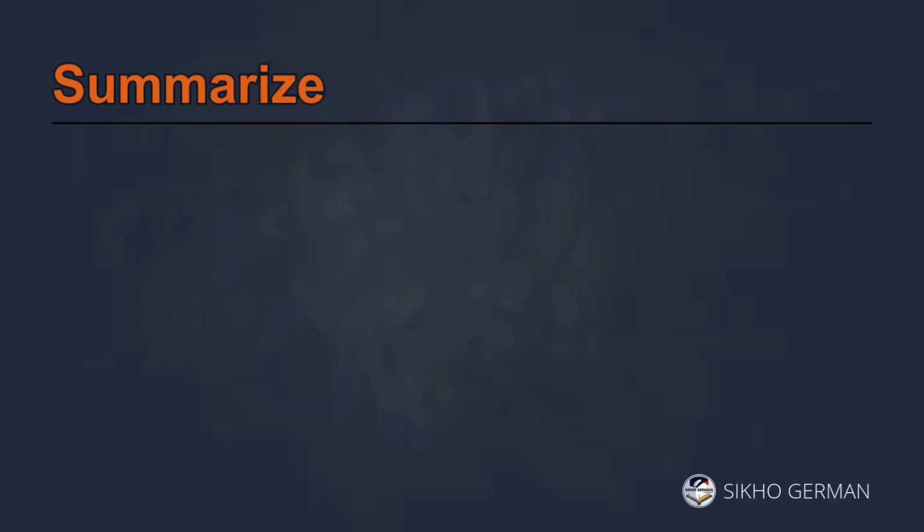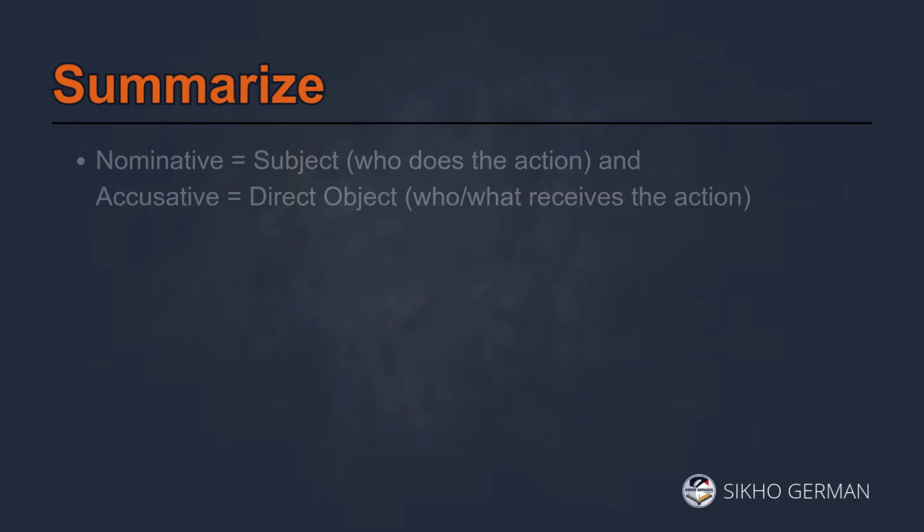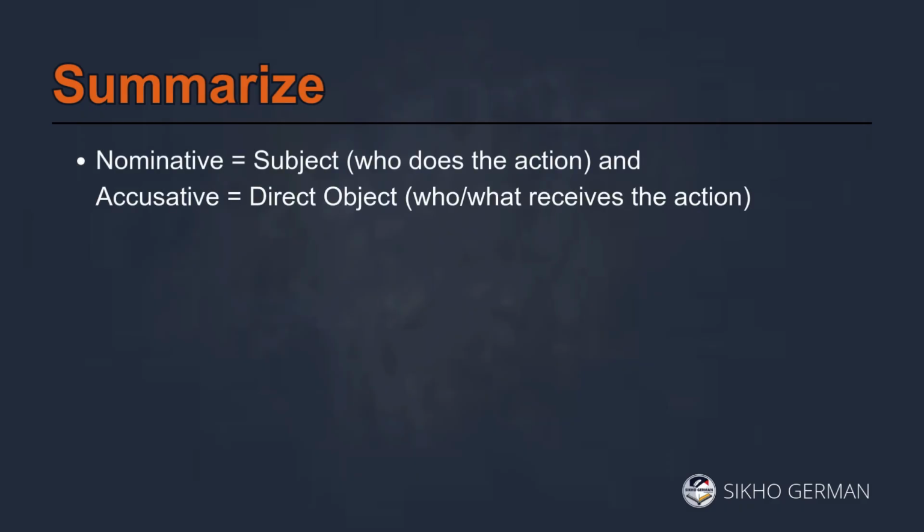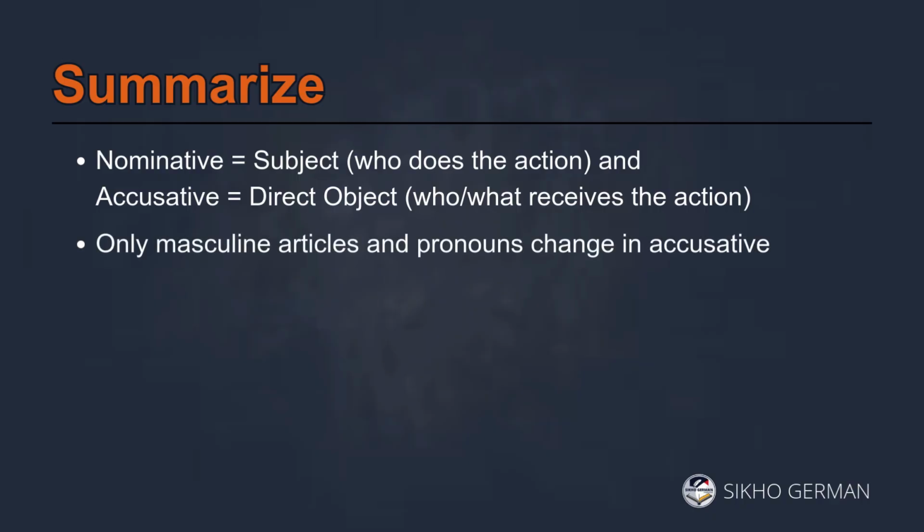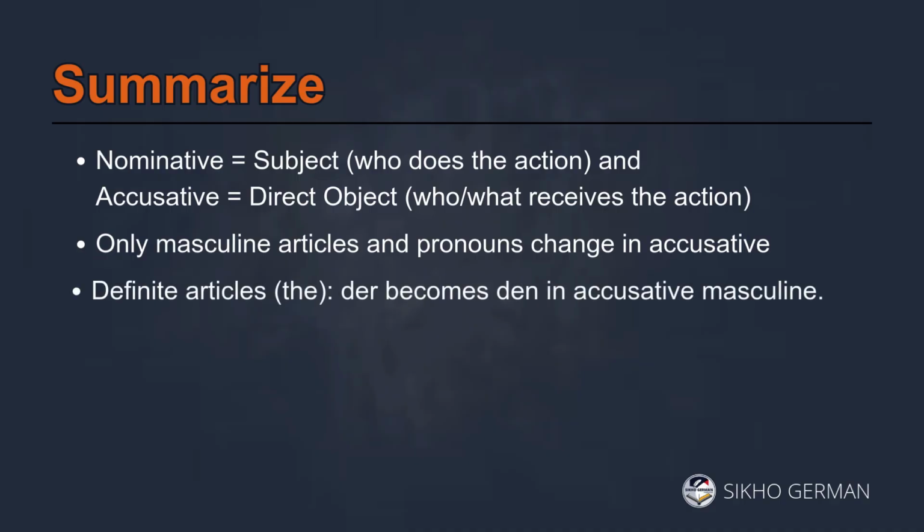Let me summarize the key points about the accusative case. First, nominative is the subject, who does the action. Accusative is the direct object, who or what receives the action. Second, in the accusative case, only masculine articles and pronouns change significantly. Feminine, neuter, and plural articles mostly stay the same. Third, for definite articles, der becomes den in accusative for masculine nouns. All others stay the same.